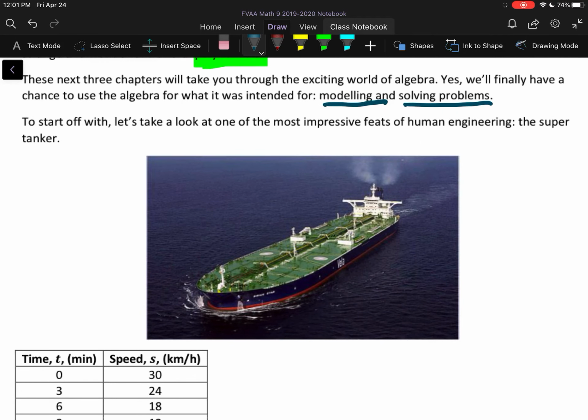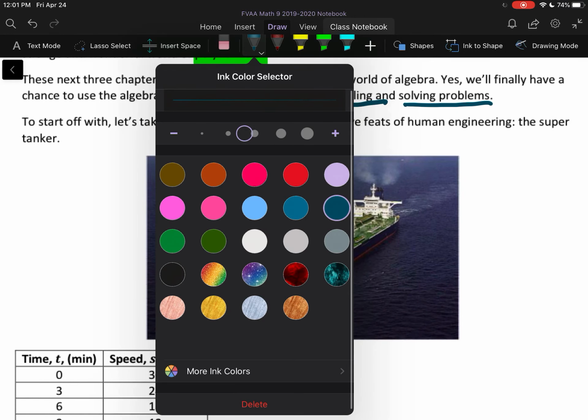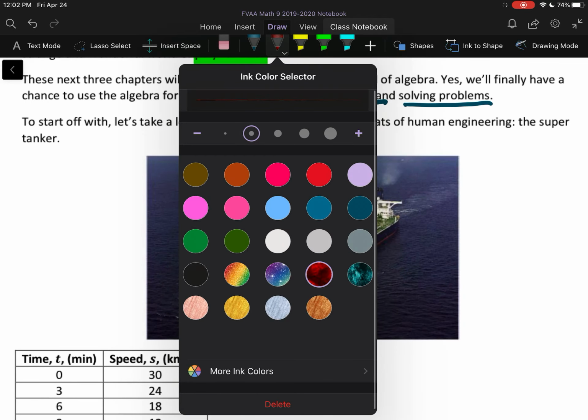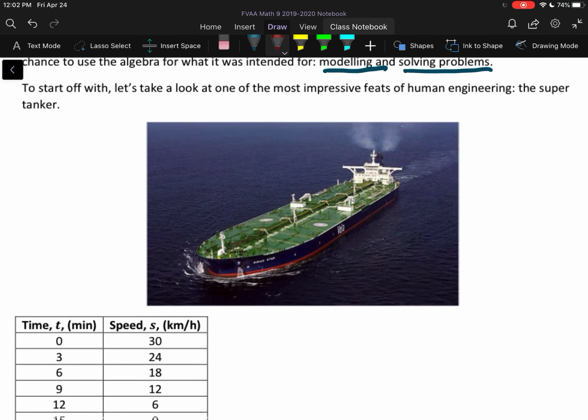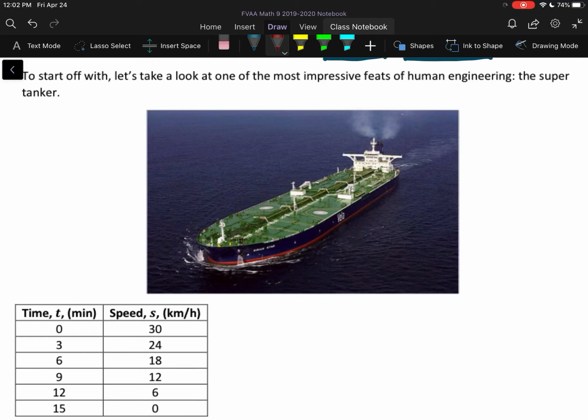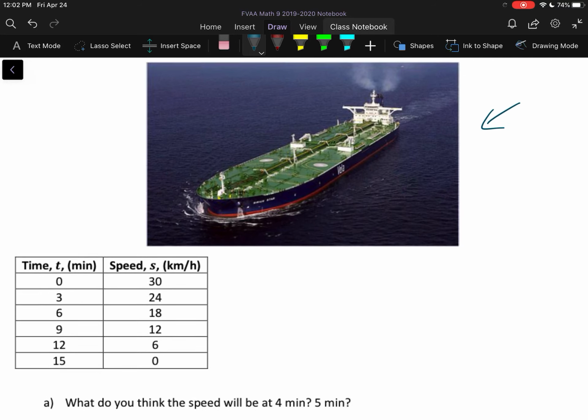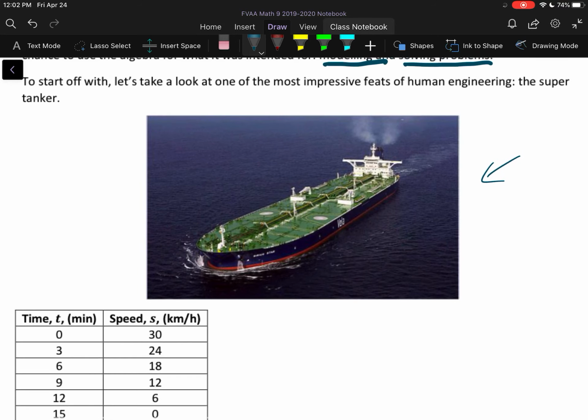So to start off with, let's take a look at one of the most impressive feats of human engineering, the super tanker. Really impressive vessel here. You can imagine, these large vessels are quite cumbersome to navigate. Captains of these ships definitely have to think in advance the types of maneuvers they're going to do before they actually are able to execute those maneuvers.